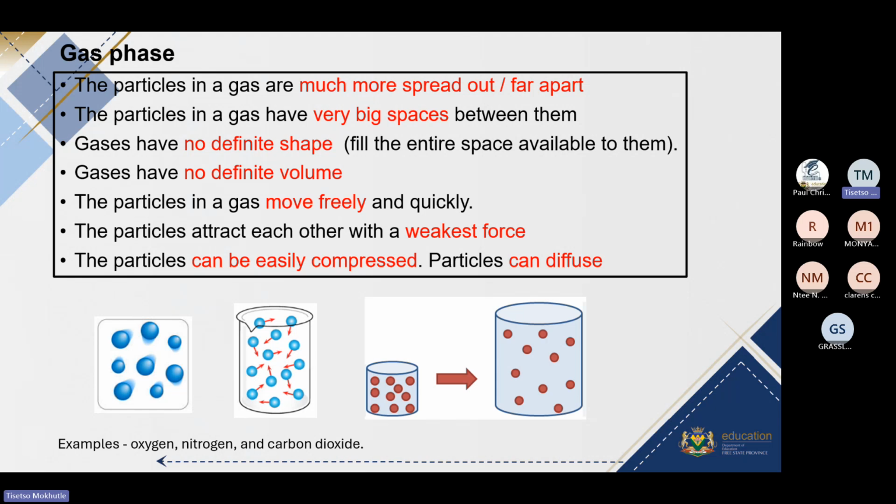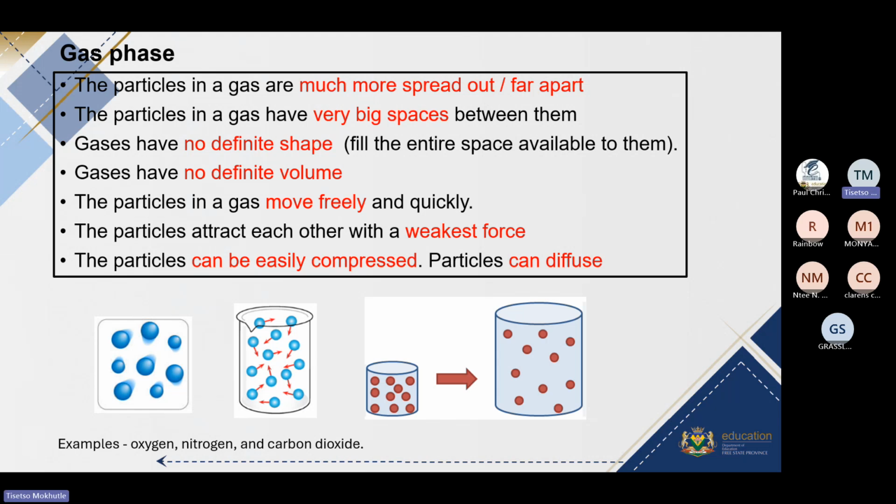Right. The gases have no definite shape. They fill the entire space available to them. The gases have no definite volume. It means there's no specific amount of space that we say this gas can occupy. For example, I can put gas in a small container. If I transfer it into a bigger container, the particles of gas will spread apart to occupy the container.